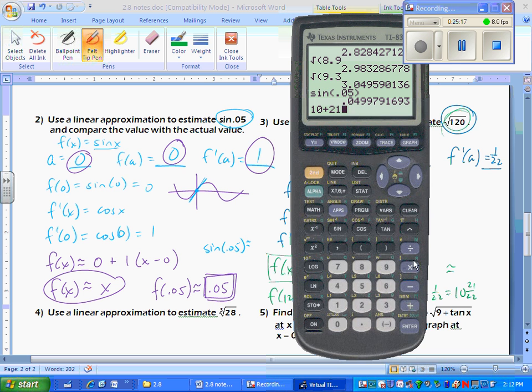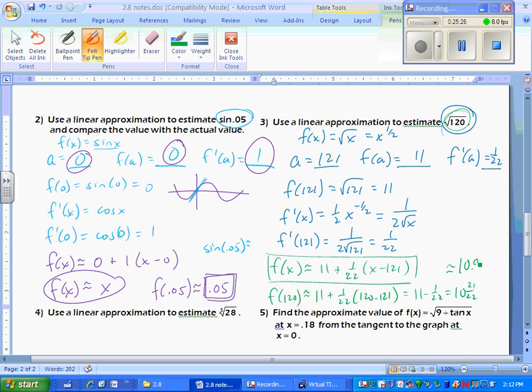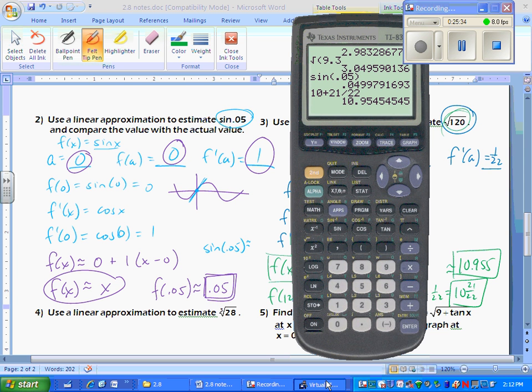10 plus 21 divided by 22, we get 10.955. So either one of those forms. And we can kind of compare it to the actual answer, square root of 120, 10.9544. So this is only like 9 thousandths or whatever it may be off. So this one's pretty darn close.